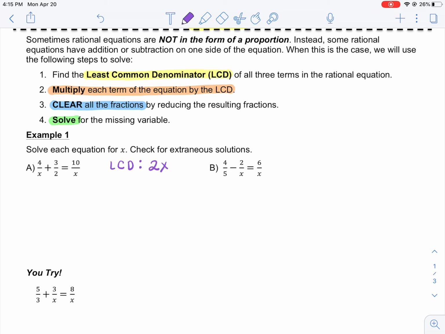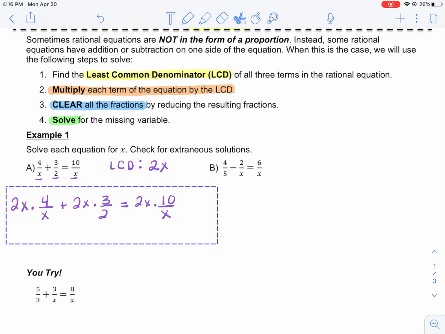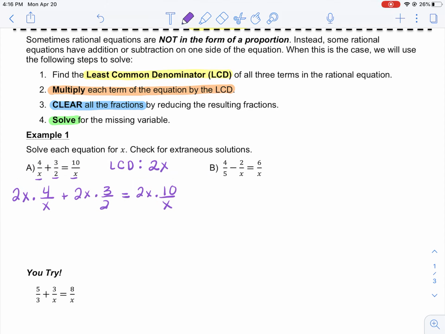So we did step 1. Now step 2 is going to look a little tricky. We're going to multiply each term of the equation by the least common denominator. I'm going to take each of these three terms and multiply each of them by 2x. So I have 2x times 4 over x, plus I'm going to multiply the second term by 2x, 2x times 3 over 2, equals, I'm going to multiply the third term by my LCD, so 2x times 10 over x. Now remember when we multiply by 2x, you can think of it as 2x over 1. It's in the numerator. If it helps, you can put a 1 under and think of it as a fraction.